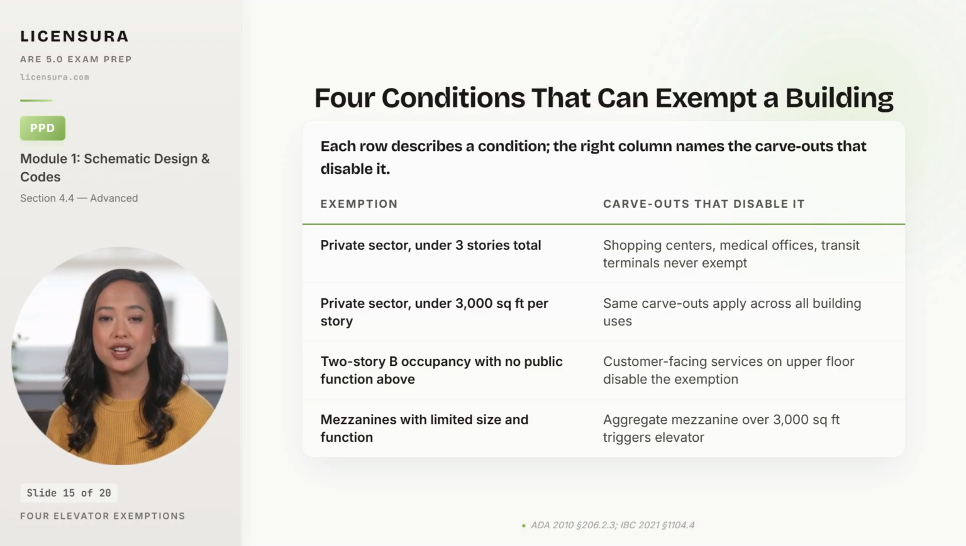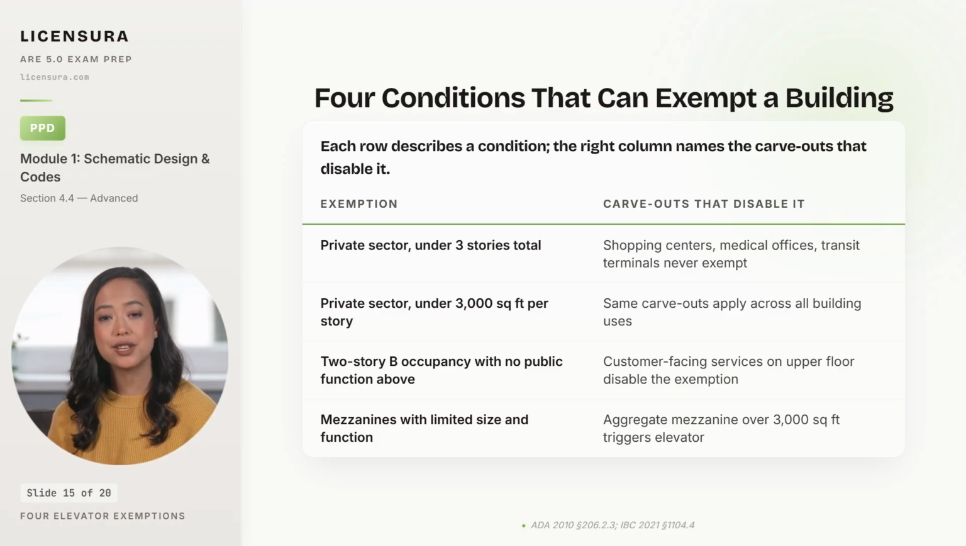Second, the private sector exemption for buildings of less than 3,000 square feet per story. The same carve-outs apply. Third, a 2-story Group B office building can skip the elevator if the upper floor has no public function, no customer-facing services, no retail, no medical exam rooms. Add a customer-facing service anywhere on the upper floor and the exemption is gone. Fourth, mezzanines have their own scoping based on size and function. Aggregate mezzanine area above 3,000 square feet triggers the elevator requirement regardless of the base building exemption.